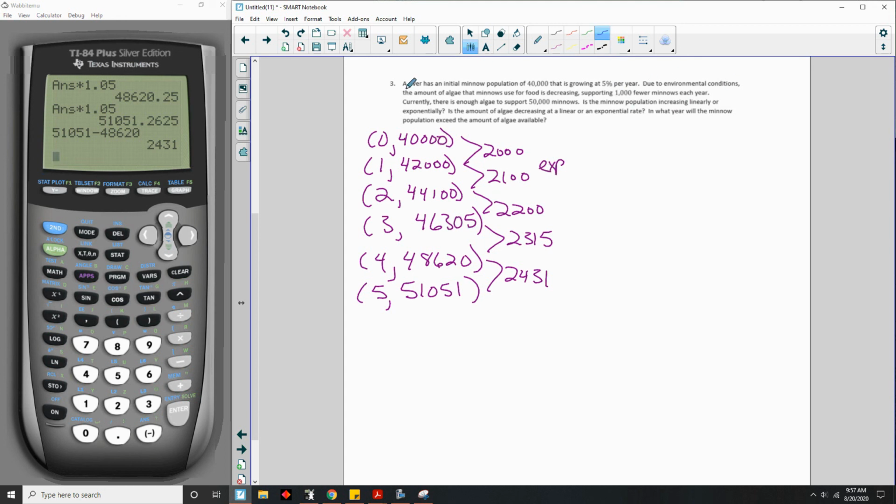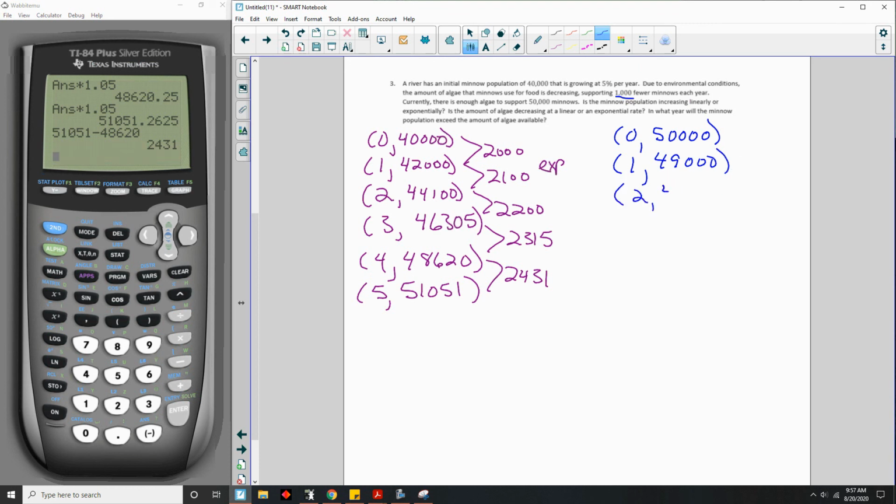So due to environmental conditions, the amount of algae that minnows use for food decreases, supporting 1,000 fewer minnows each year. Currently, there is enough algae to support 50,000 minnows. So that's my year 0, and that will support 50,000 fish. Year 1, next year, it's going to decrease by 1,000, so that's 49,000. Do I still have enough to feed the fish? Yes, there's only 42,000 fish in year 1.